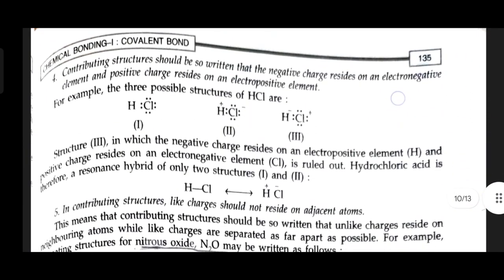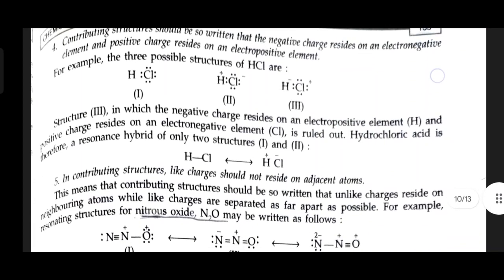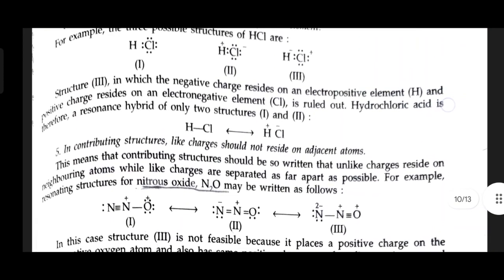Fourth, contributing structures should be so written that the negative charge resides on an electronegative element and the positive charge resides on an electropositive element. For example, of the three possible structures of HCl, structure 3, in which the negative charge resides on an electropositive element H and positive charge resides on an electronegative element Cl, is ruled out. HCl is therefore a resonance hybrid of two structures, 1 and 2.